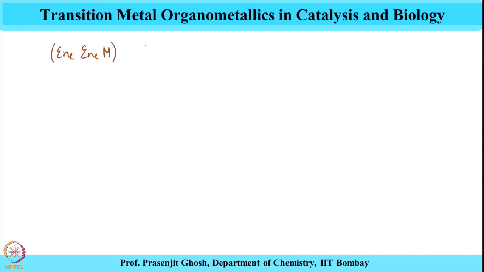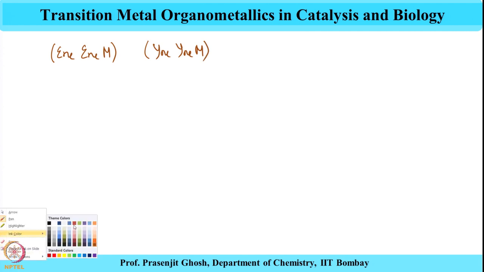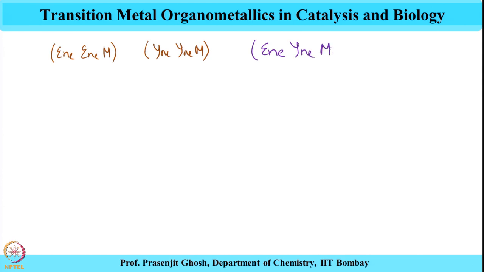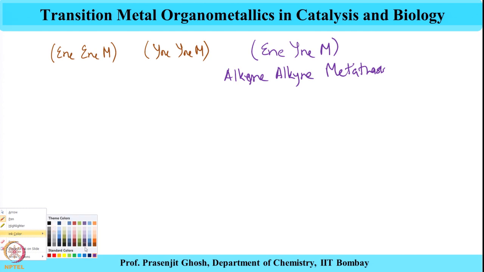and what we are going to do now is look into Yne metathesis, which is a combination of alkene and alkyne metathesis. So, this is popularly called alkene alkyne metathesis, and these are a purer form of metathesis reaction because this involves an olefin and an alkyne together.